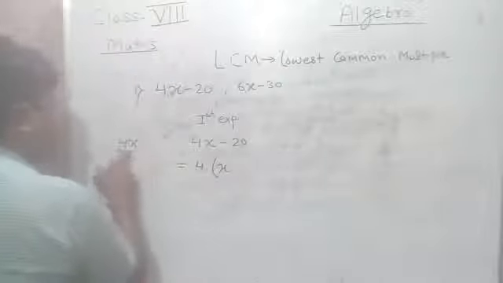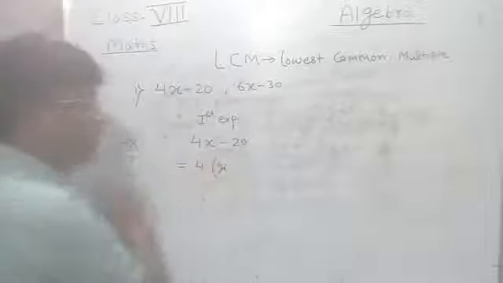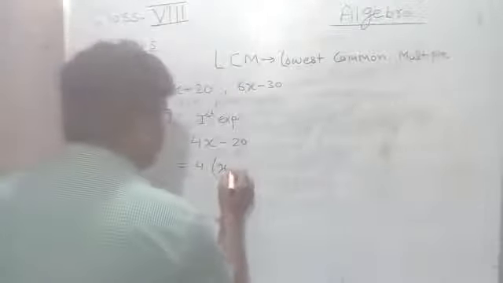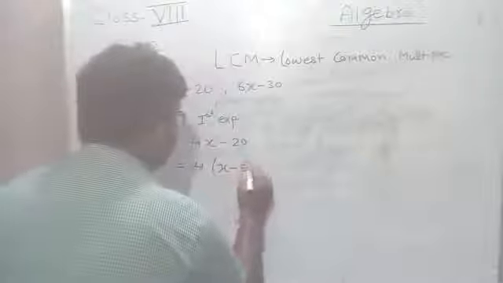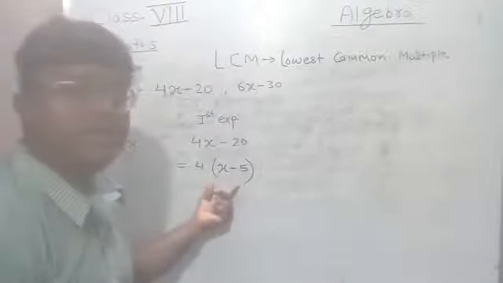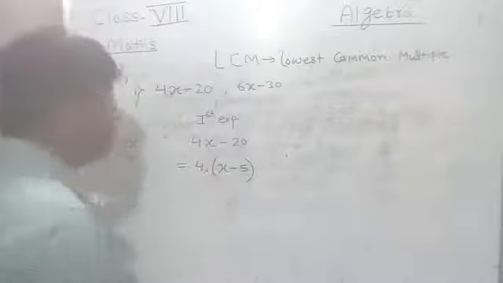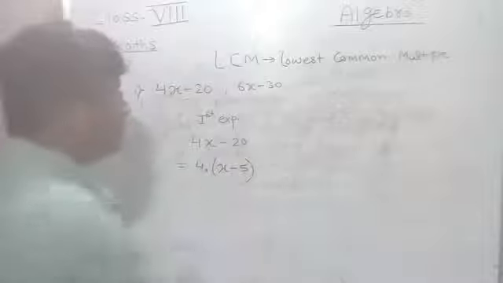So 4 and 4 cancel, what is remaining? x. So I have written here x. Minus 20 is there and 4 we are taking common, so what will be remaining here? Minus 5. So this is the factorization of your first algebraic expression. That is your 4 into, now your multiply sign comes, okay, 4 into x minus 5.